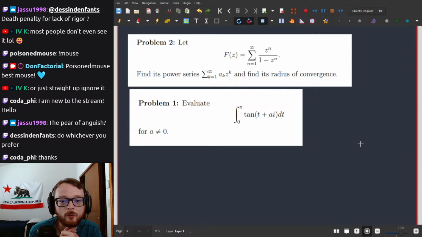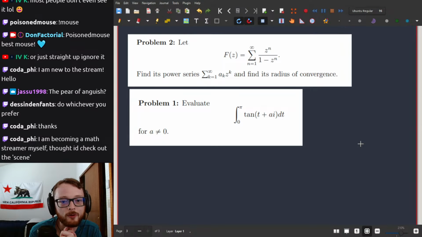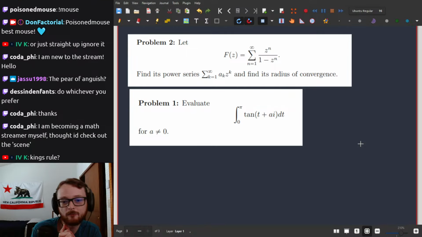Let big F of Z equal that series. Find its power series. Okay, yeah, fair. And find its radius of convergence. I can see an idea for that one. Or we can evaluate the integral from 0 to pi of tangent of t plus ai dt for a not equal to 0. I don't immediately have an idea there.